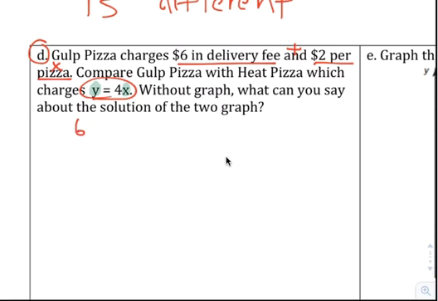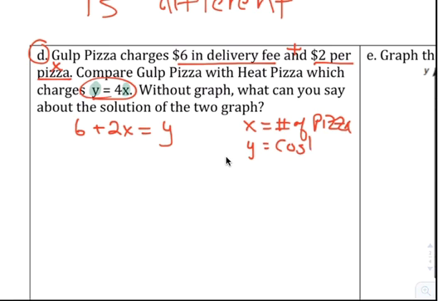So this is y equals 6 plus 2x. X represents the number of pizza. And y represents the cost. So the other one is this equation right here. Y equals 4x. Now, because there's nothing here, you put plus 0 right there.